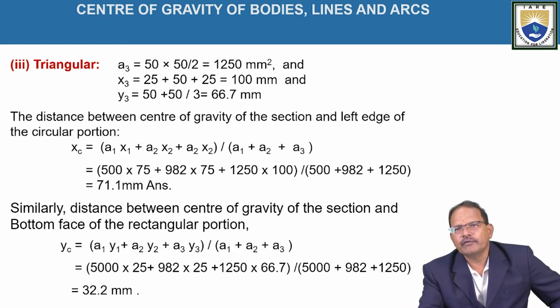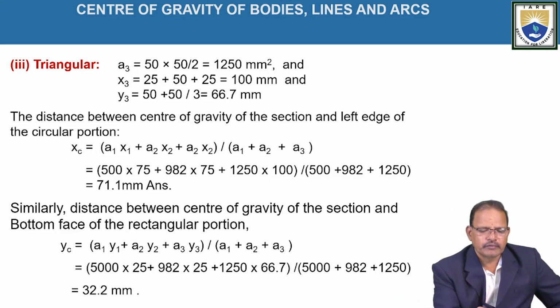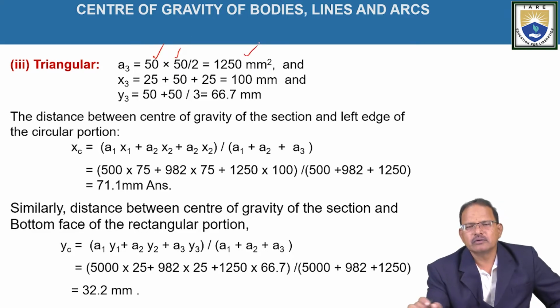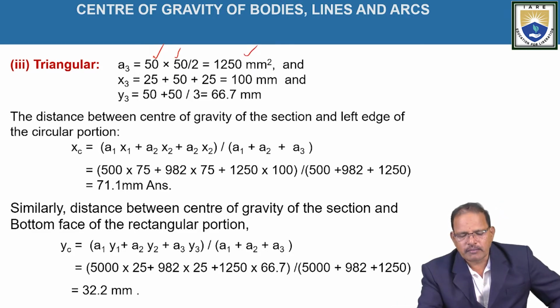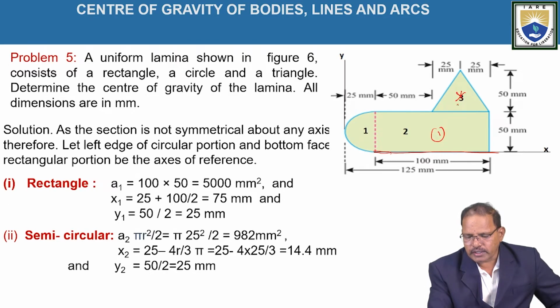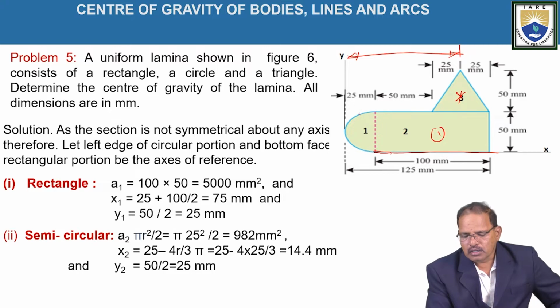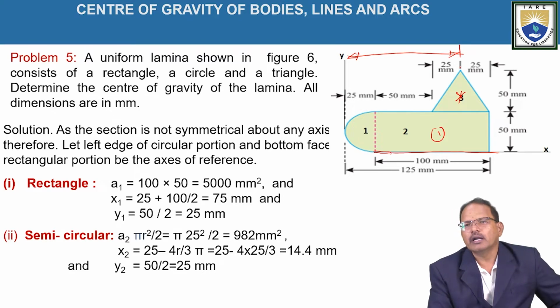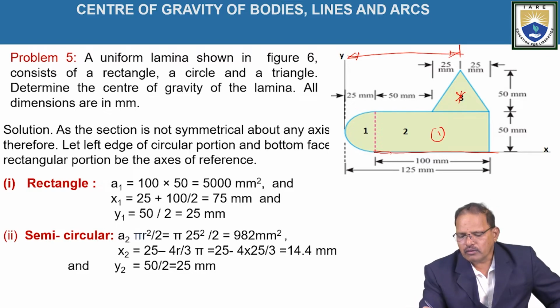Area of the triangle is equal to half into base into height. Base is given as 50 mm and height is 50 mm, so the area is equal to 1250 mm square. Now x3 is the position we have to measure. It is equal to 25 plus 50 plus 25, which is equal to 100 mm. That is, x3 is equal to 100 mm, or 125 minus 25 mm, equal to 100 mm.